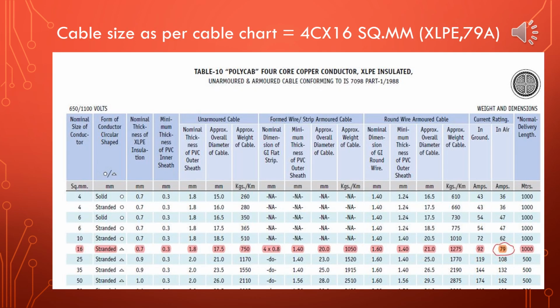As our full load current is 69.4 amperes, we will select next higher size cable from manufacturer's cable chart. You can select copper or XLPE cable depending upon project and standards requirement. We will select XLPE cable. Have a look at the Polycab cable chart. We will select cable corresponding to 79 amperes, that is 4 core 16 square mm.